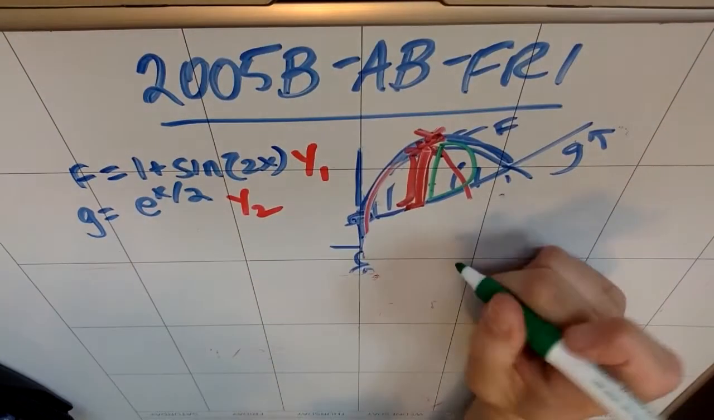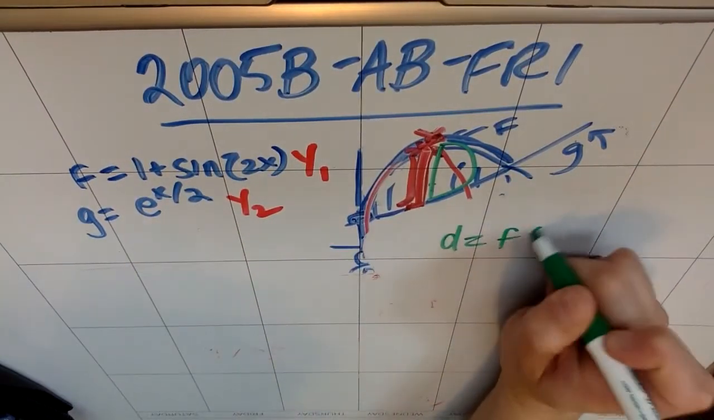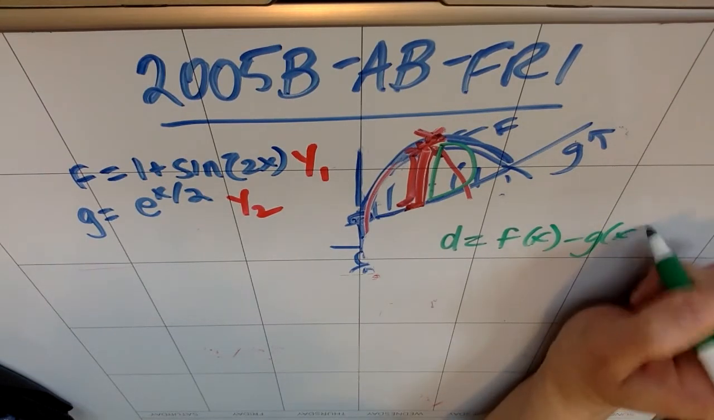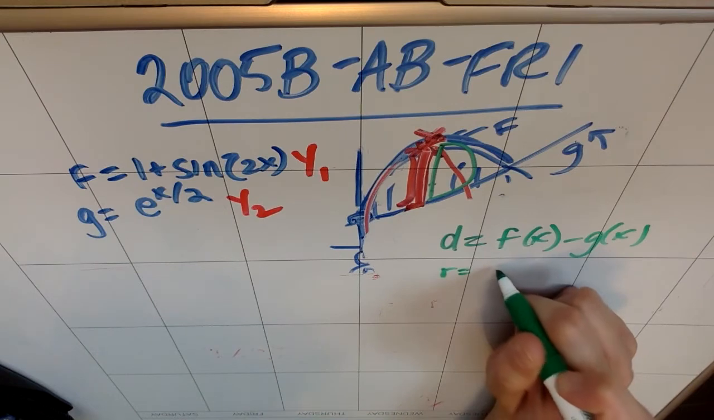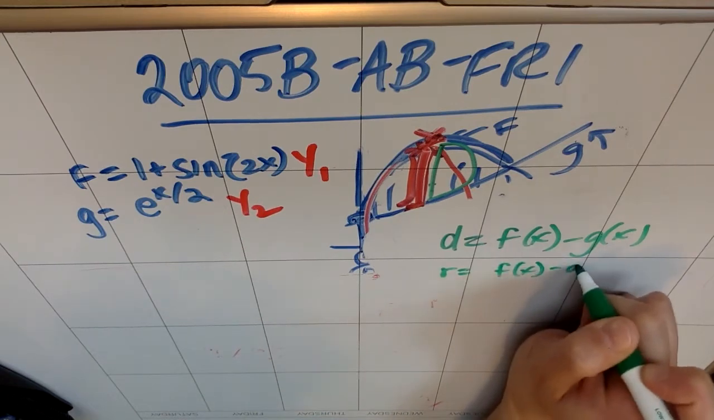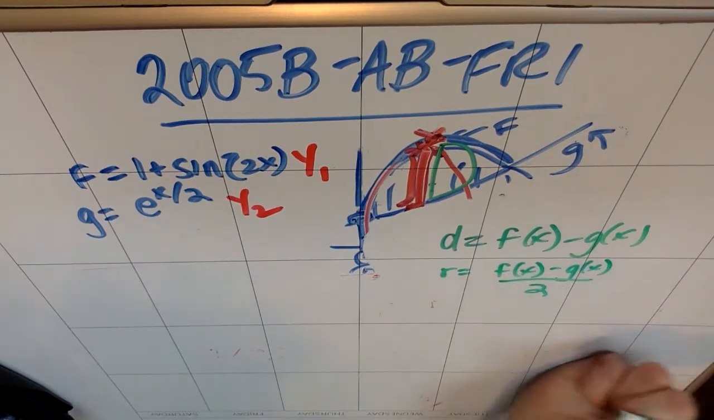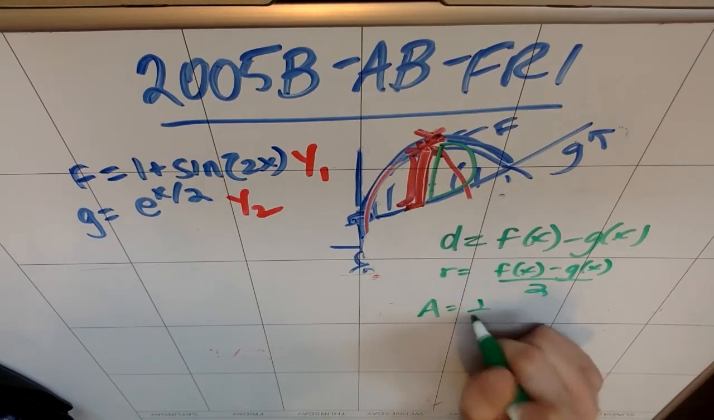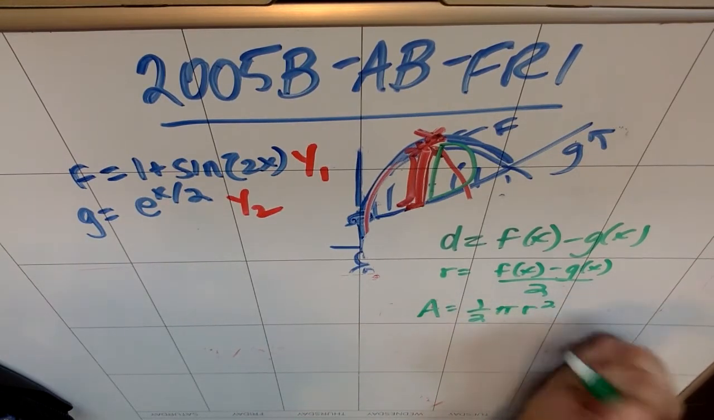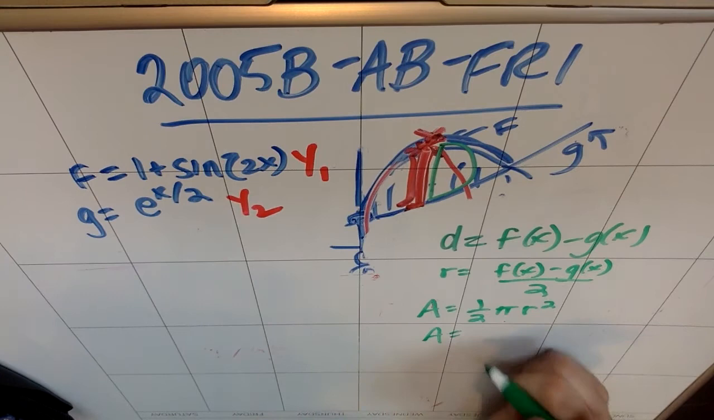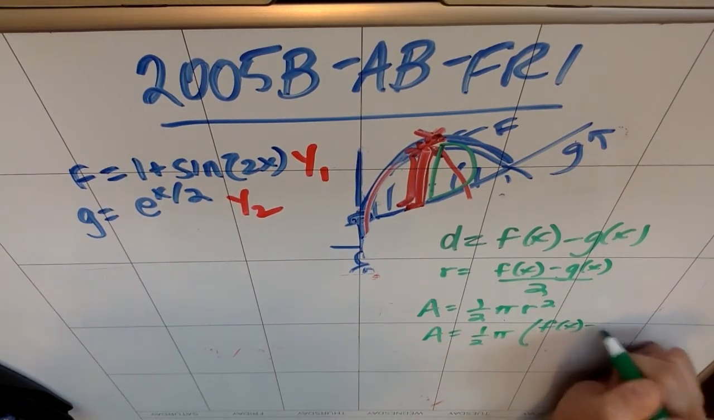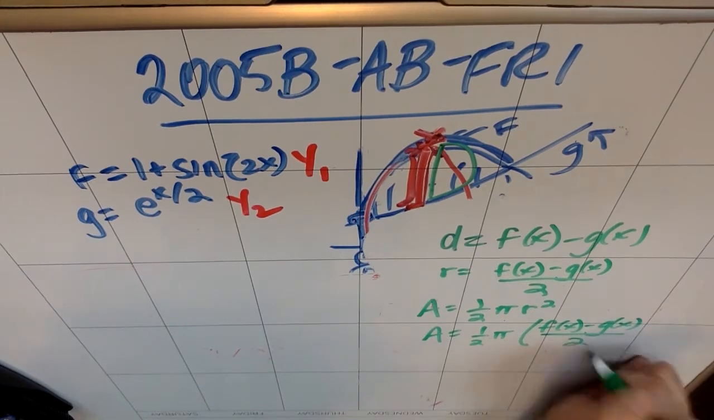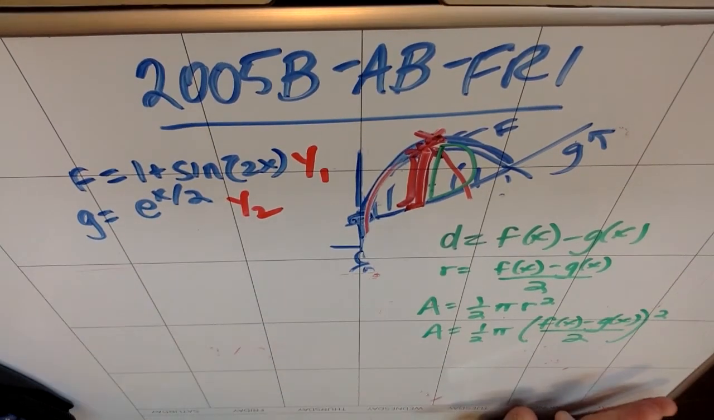So the diameter of a semicircle is f minus g, right? Top minus bottom, which means the radius of that semicircle is f minus g all over 2. Well, the area of a semicircle is 1/2 pi r squared. So the area of one of your semicircles is 1/2 pi times this whole quantity squared. And that's fine if you want to write it that way.